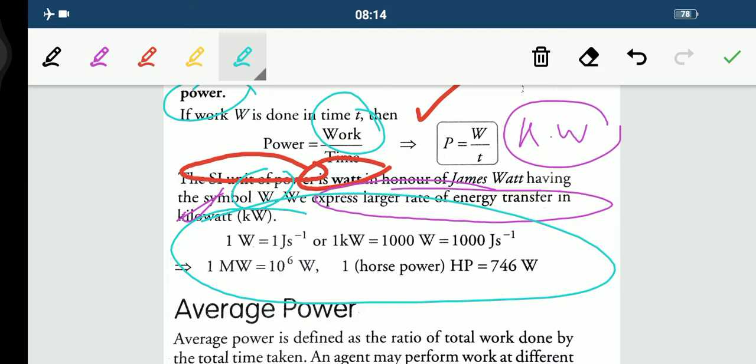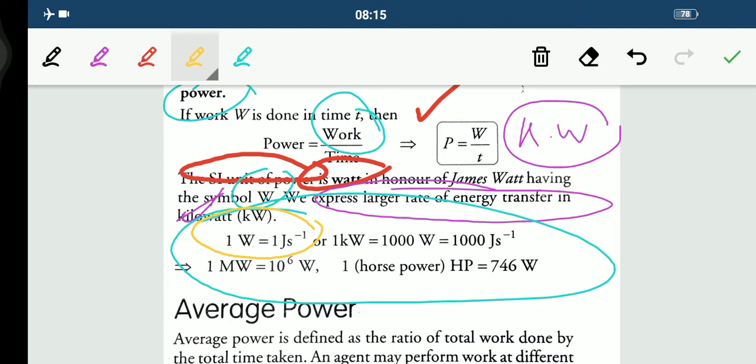So for example, we should know that 1 watt is equal to how many joule seconds, 1 kilowatt is equal to how many watts, and 1 horsepower is equal to how many watts. So what happens? 1 watt is equal to 1 joule per second, or we can say that 1 kilowatt is equal to 1000 watts.